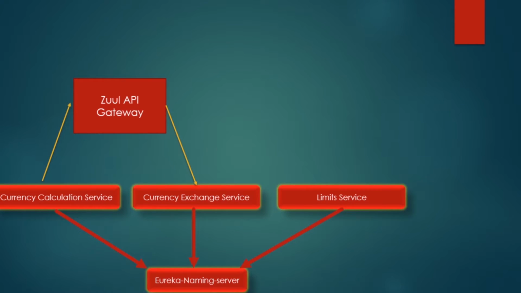We have this many microservices where each of the microservices is talking to one another. We have the Eureka naming server, the Zuul API gateway, the currency calculation service, the exchange service, and these are one way or the other talking to each other. In real time, there can be hundreds of applications. Here it is only four.